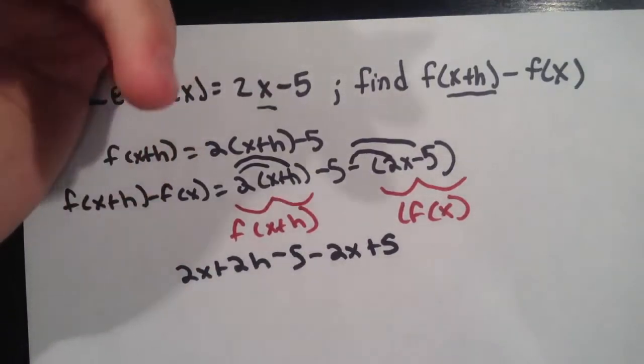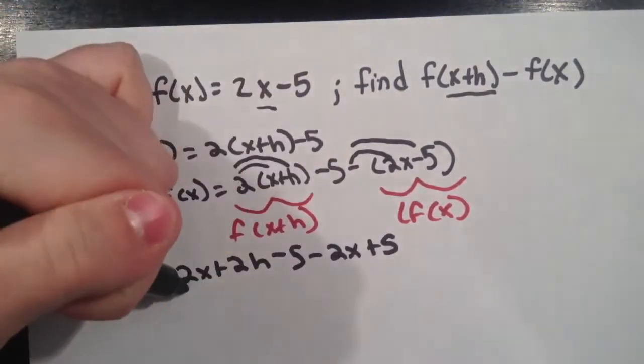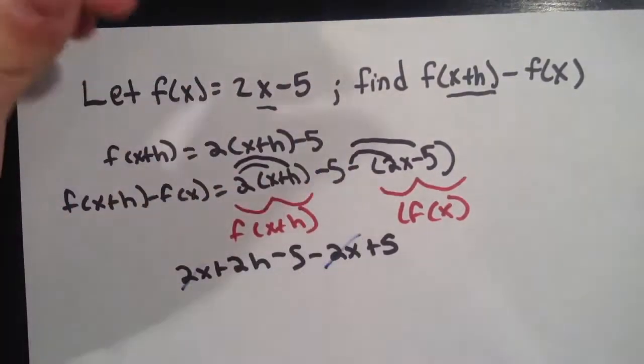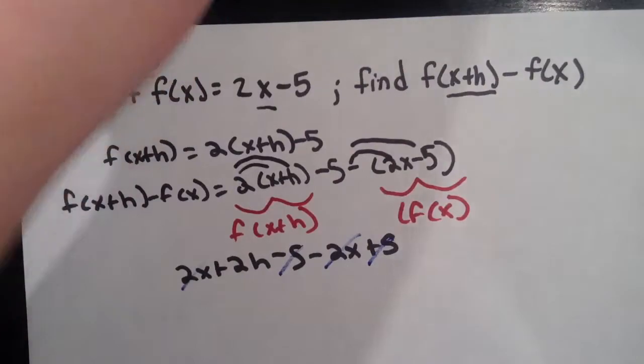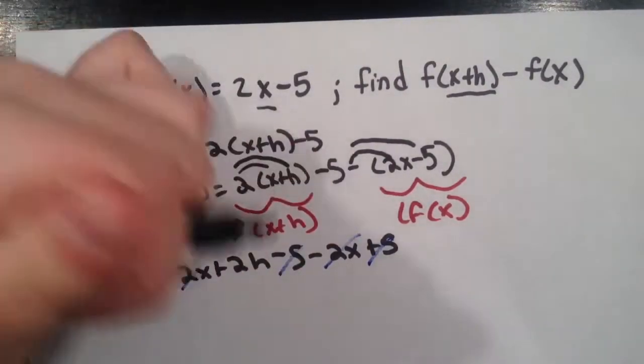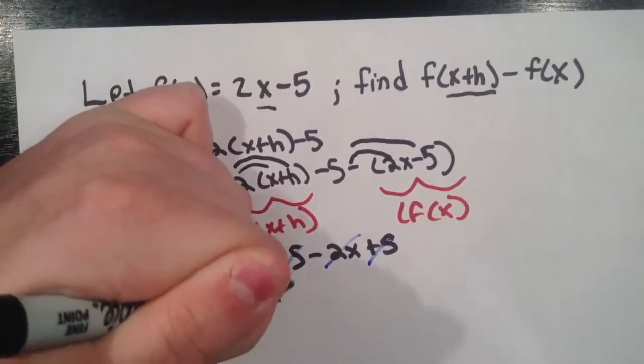The next step is to combine like terms. This means that in this equation, the 2x and the minus 2x can cancel, and the minus 5 and the plus 5 can cancel. So I would say that the numerator in this equation, all that is left, is 2h.